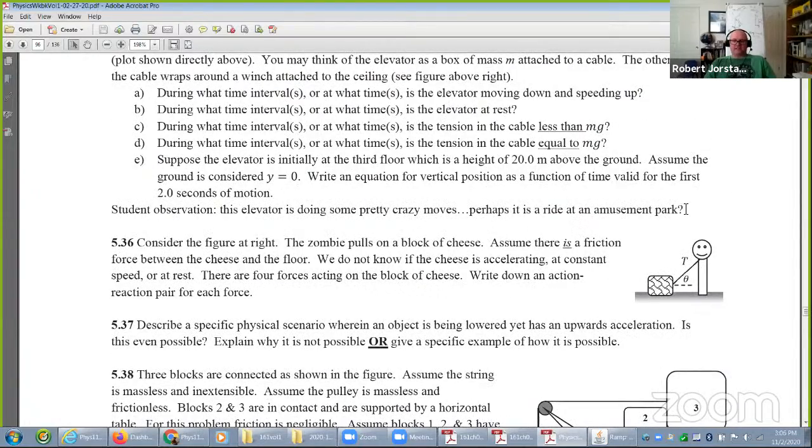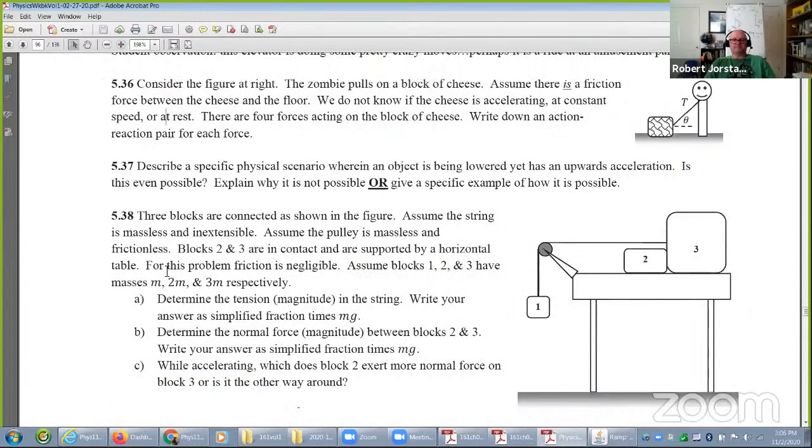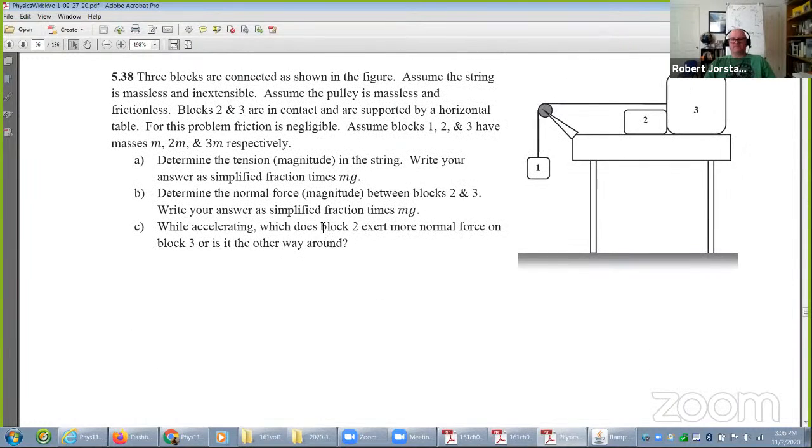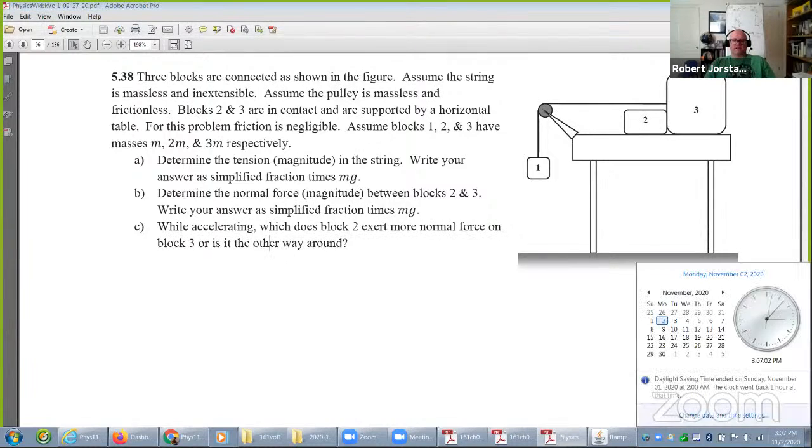I guess I was thinking of Tower of Terror. Ooh. Okay. Here's another one with some angles, action, reaction, pairs, blah, blah, blah. Oh, here we go. 5.38. Let's do this one next. So I'm going to give you a second to read here. I'll give you a minute to kind of read this one, and then I'll talk to you in a second.